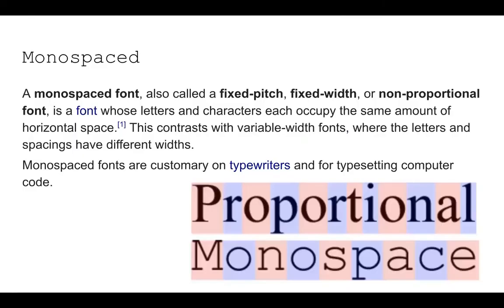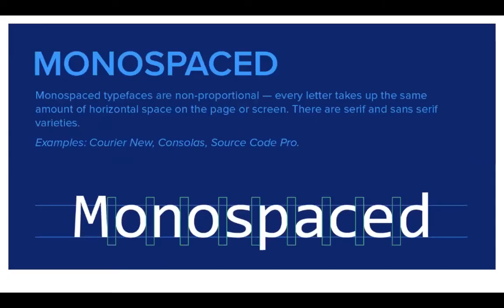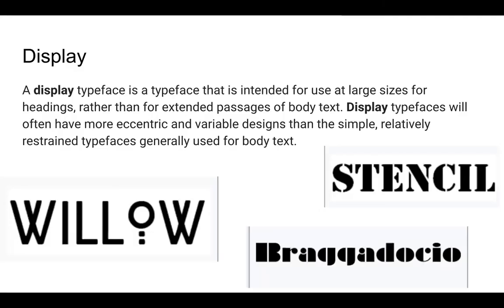And then we have monospaced, right? So monospaced is also called fixed pitch, fixed width, or non-proportional font. This has to do more with the width. It's a font whose letters and characters each occupy the same amount of horizontal space. The contrast is with variable width fonts, where letters and spacings have different widths. You can see the example down here is pretty self-explanatory. Again, you can see the spacing is pretty much equal throughout. So you might even see people do this by just hitting the space bar when they are writing out their type. We have display.